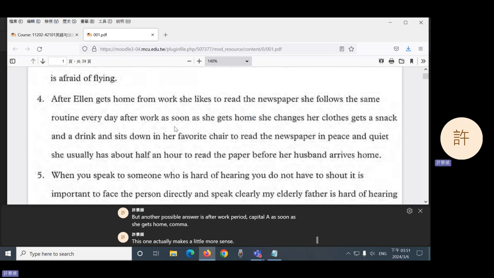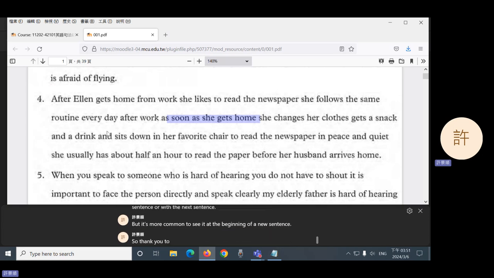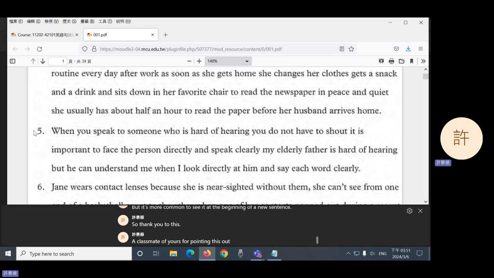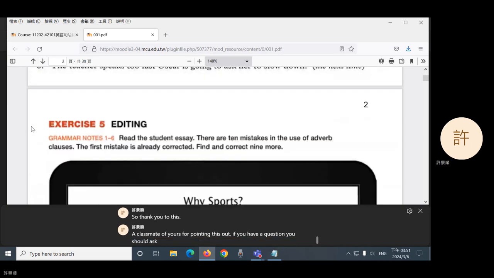In terms of the meaning, the "as soon as" part can fit with the previous sentence or with the next sentence. But it's more common to see it at the beginning of a new sentence. So thank you to this classmate of yours for pointing this out. If you have a question, you should ask.